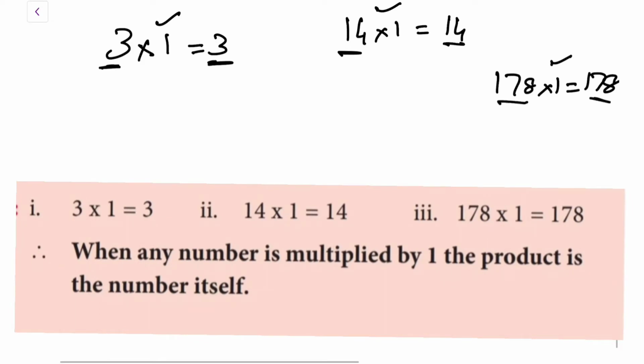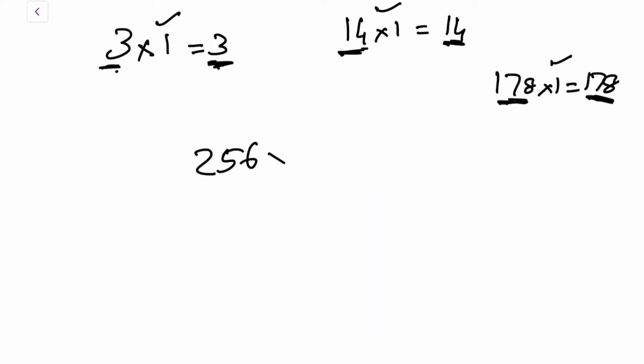Correct? 3 into 1 is 3 itself. 14 into 1 is 14 itself. 178 into 1 is 178. So any number, when it is multiplied by 1, the product is the number itself. So tell me, when a number is multiplied by 1, 256 into 1, the product is 256. Correct? Good.